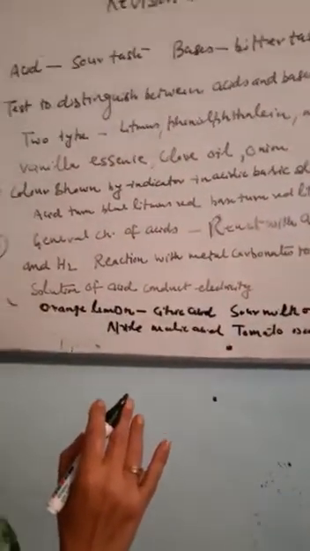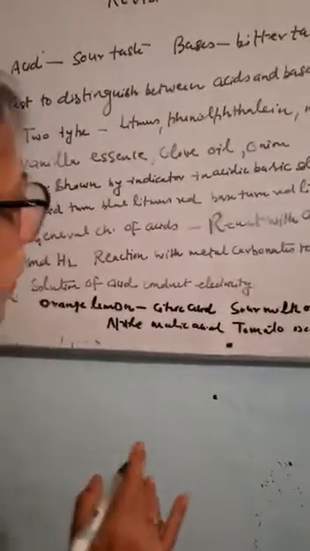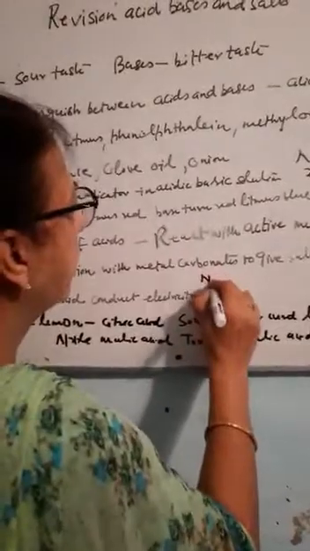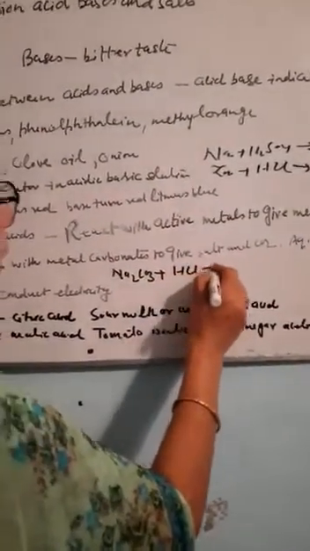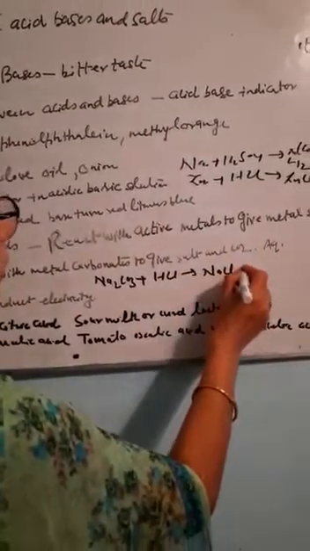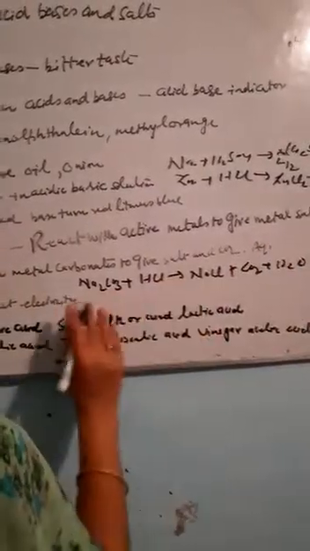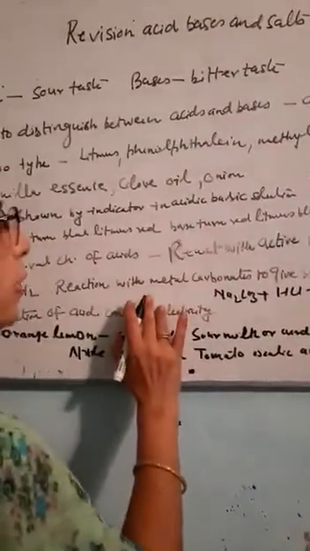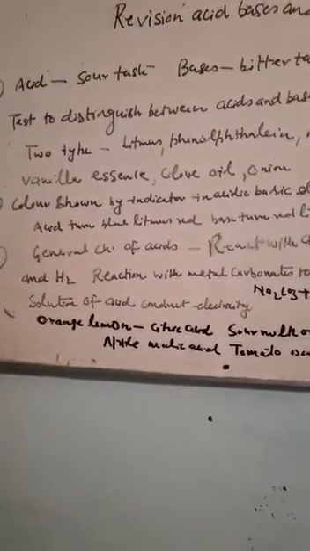Similarly, acids react with metal carbonates to give salt and carbon dioxide. You have studied the reaction of sodium carbonate with an acid. It will give sodium chloride, with the release of CO2 and water. Similarly, sodium hydrogen carbonate will react in the same manner. Similarly, the solution of an acid conducts electricity due to the presence of charged ions in it.